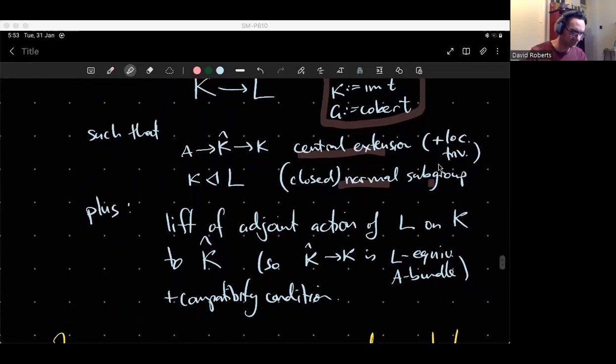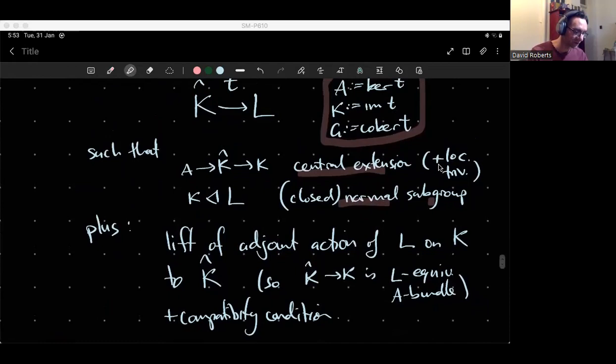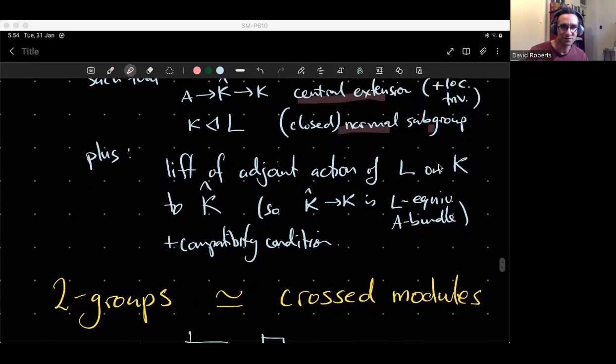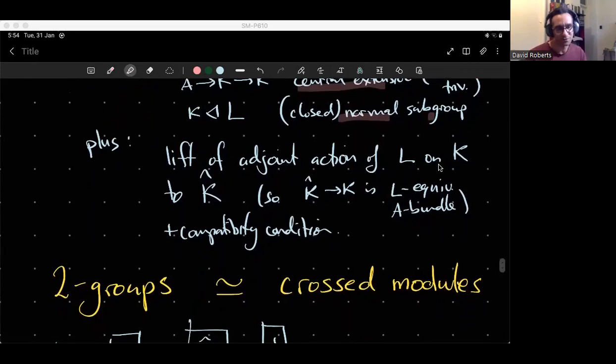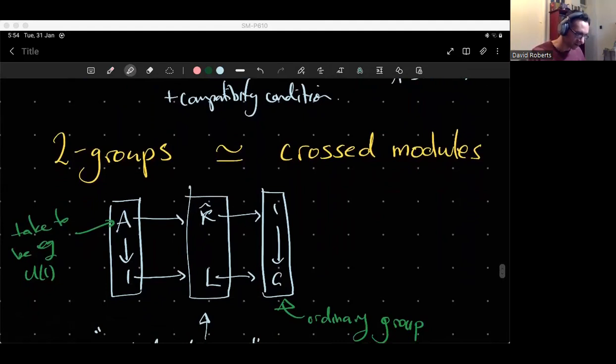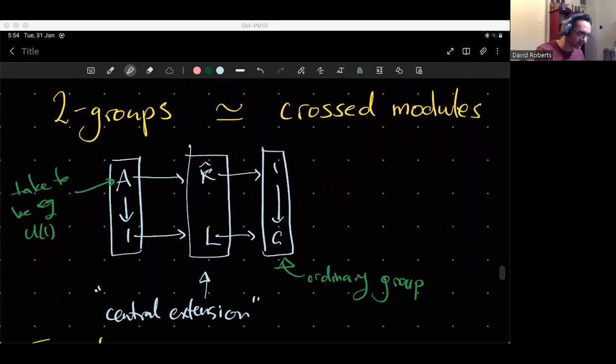K being normal in L, L will act by the adjoint action on K. Then K hat is going to be a principal A-bundle over a space with an L action, and we ask that we get a lift of that action as group homomorphisms. And as always, there are extra compatibilities. There are theorems saying you can pass backwards and forwards between 2-groups and crossed modules. Crossed modules are less redundant information to describe these things. But the upshot is that from any crossed module, so this, oh, hang on, there's an arrow missing.